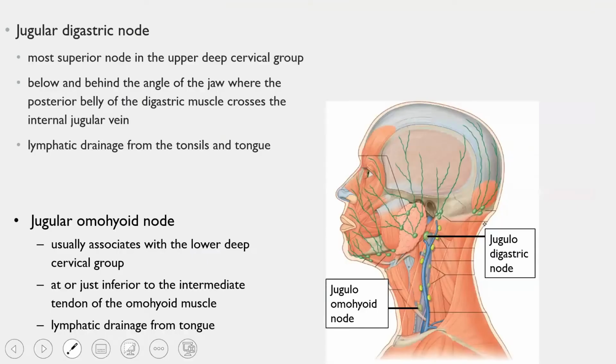So here also I have described the jugulo-digastric and the omohyoid nodes. Here you can see the jugulo-digastric node, and here the jugulo-omohyoid node. This one is a bit deeper, actually more internal to the sternocleidomastoid. So it's a bit difficult to feel unless it is significantly enlarged. Right?